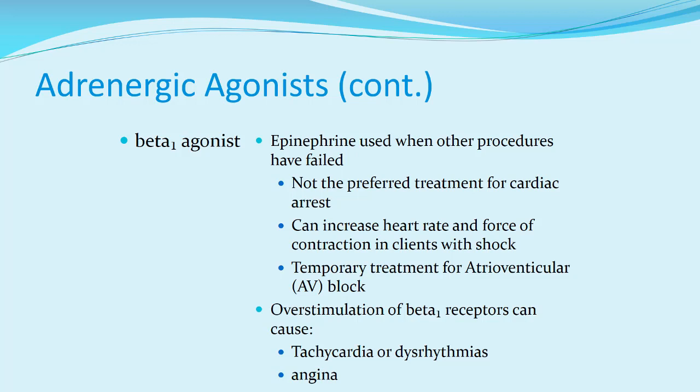We'll talk about beta-1 agonists. Epinephrine is often used when other procedures have failed. It's not the preferred treatment for cardiac arrest because epinephrine can increase heart rate and force of contractions in clients with shock. However, it can also cause tachycardia, dysrhythmias, and angina. In fact, it can increase oxygen demands of the heart and worsen cardiac conditions.